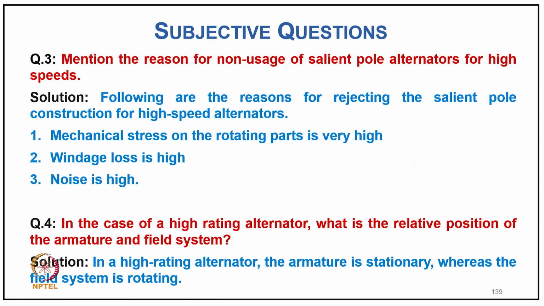Mention the reason for non-use of salient pole alternator for high speed. Following are the reasons for avoiding the salient pole: mechanical stress on rotating part, winding loss is high, noise is high. And in the case of high rating alternator, what is the relative position? In the high rating alternator, the armature is stationary while the field winding is rotating.